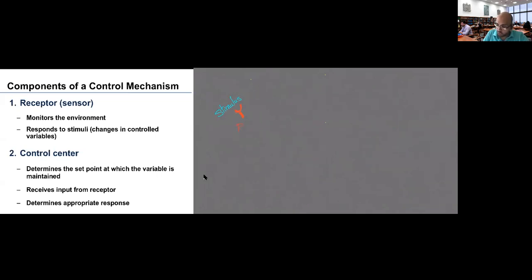So how do you detect the stimulus? By having receptors. And what is the function of those receptors? They send out signals to the control center. Control centers might be either your nervous system or the endocrine system. In this case, with increased body temperature, it's going to be the nervous system. The control center will decide what organ it should be stimulating.